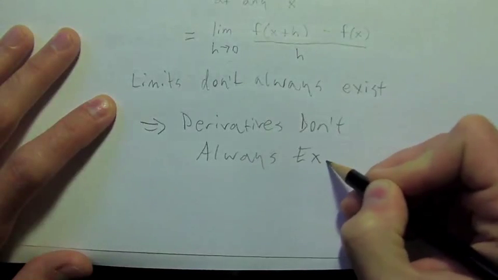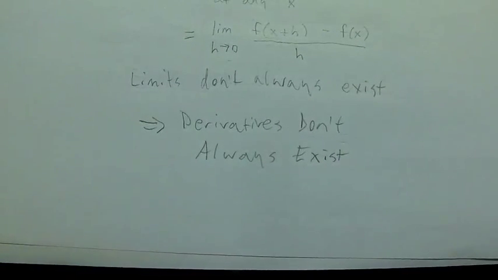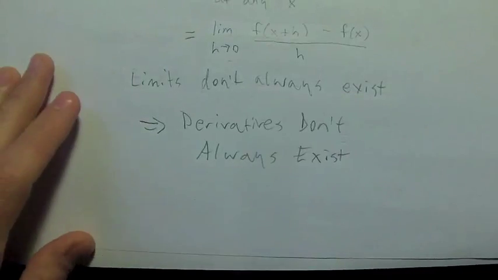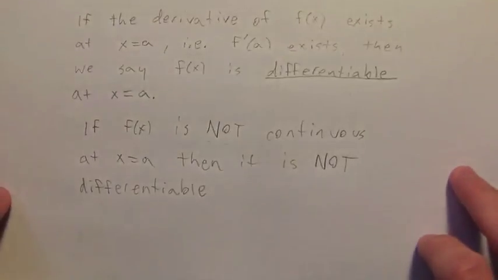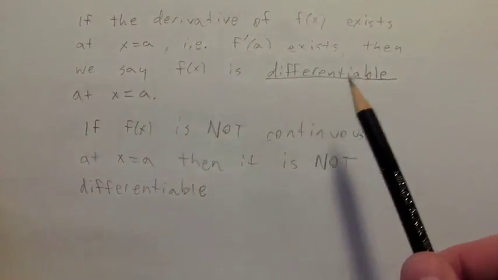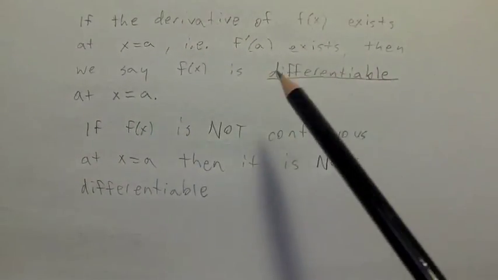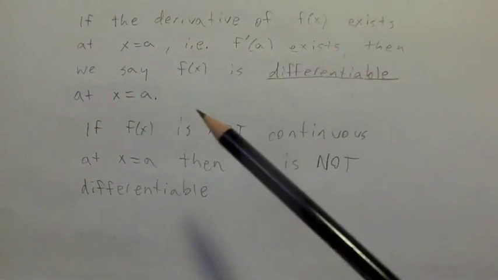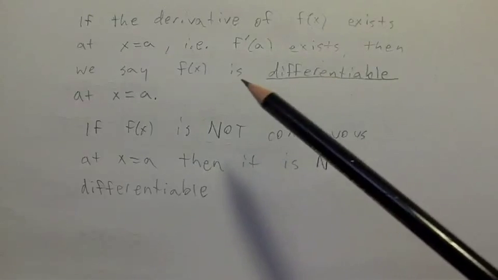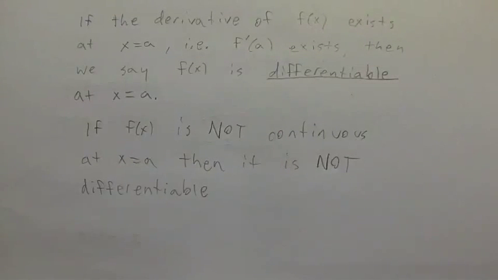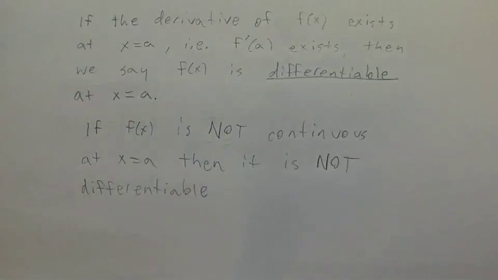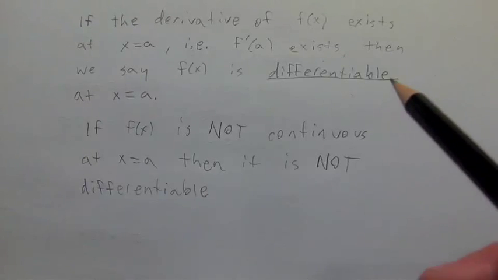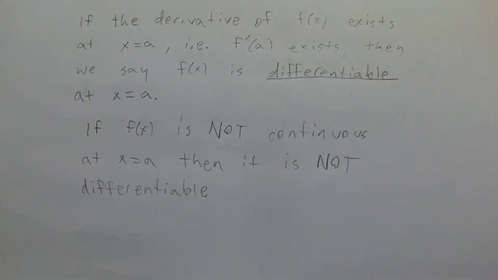Okay, and so we're going to look now at what we look for to check to see whether derivatives exist or not. It's basically checking the limit. All right, so if the derivative of f of x exists at x equals a, in other words, if f prime of a exists, then we say that f of x is differentiable at x equals a. All right, in other words, if the derivative exists, it's differentiable, able to take the derivative, okay? Or able to differentiate. That's what we call taking the derivative, is to differentiate. So we're able to differentiate f at a, we say it's differentiable, okay?